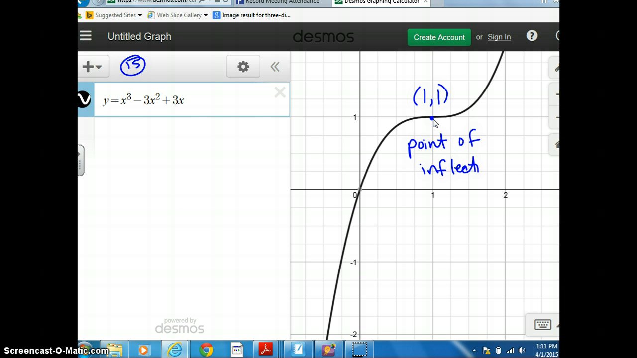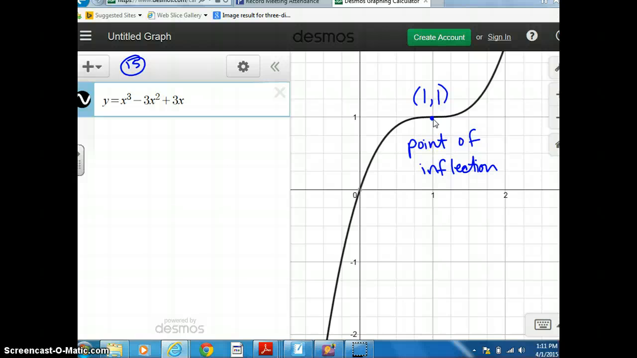It's not necessarily a high point or a low point, but it's just where the graph changes direction. It says it has a critical point when x equals 1, and like we said, it's a point of inflection at 1, 1.